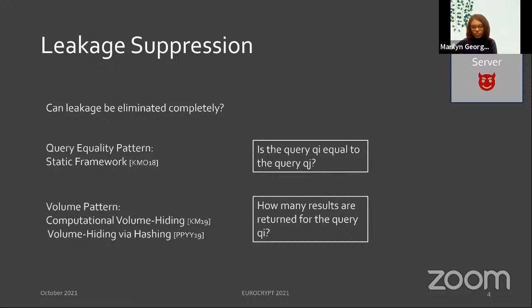Another pattern that was of interest is known as the volume pattern, which is how many results are returned for a query QI. There has been work in suppressing the volume, or volume hiding, since 2019, and there have been a lot more schemes recently. These two patterns are interesting because they pop up in many schemes, they arrive in many places, and it's not easy to hide them without introducing a lot of inefficiency into the base scheme.